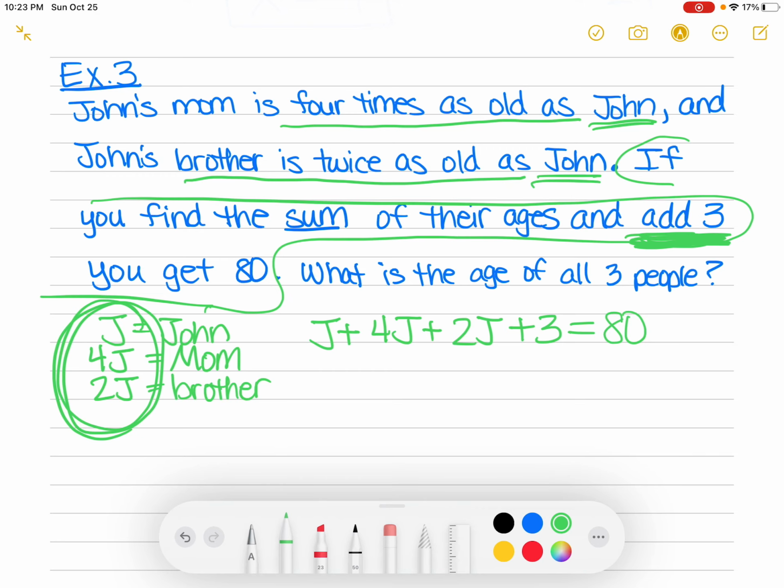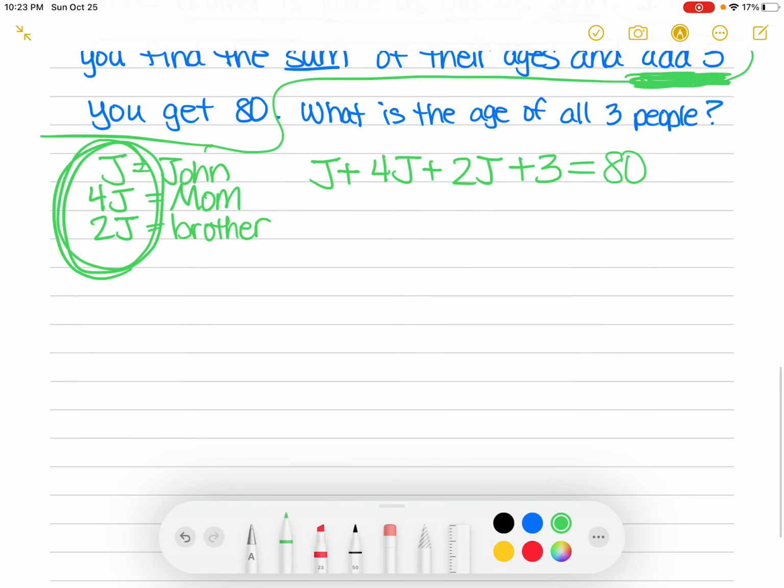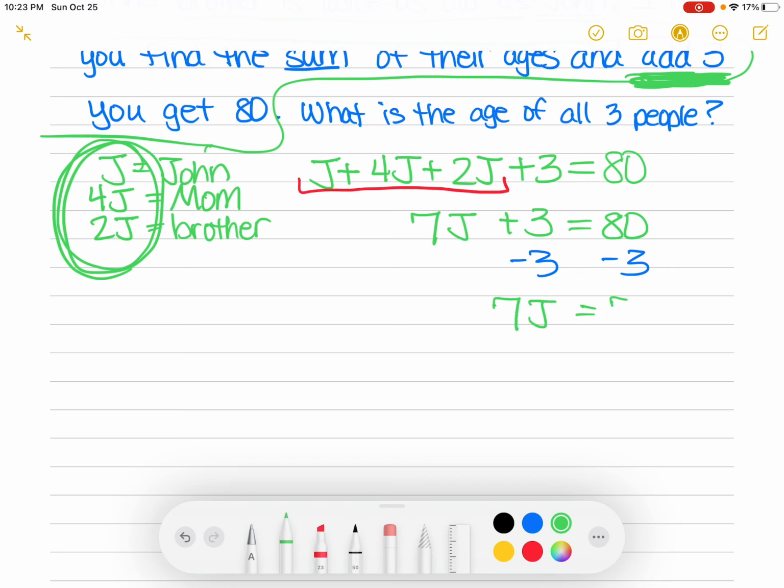So now I need to solve this problem. So I did all the work. I have a whole bunch of like terms to add right here. So J, which is 1J, plus 4J plus 2J. That gives me 7J plus the 3 equals 80. Now look at this problem. It's just like all the other problems. I'm going to minus 3 on both sides. And that gives me 7J equals 77. Now I'm going to divide by 7 on both sides. And that gives me J equals 11.